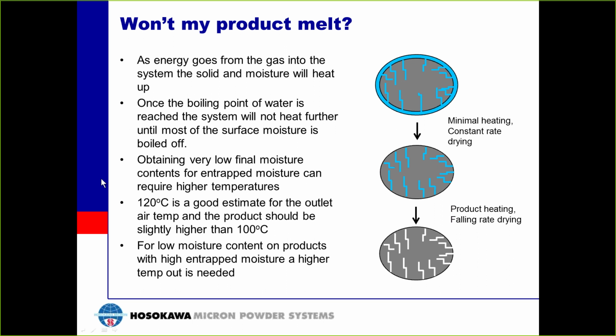So that's a good thing to note. The other thing is that for water, we often use 120 degrees C as a good estimate for the outlet air temperature, and your product is going to exit the dryer too, slightly higher than 100 degrees C. Those are standards that we use as an estimate, and it gives you a good reference point. And I think I hit on this, that for low moisture content products where you have a ton of moisture that's entrapped within the product, you might need a higher temperature out.